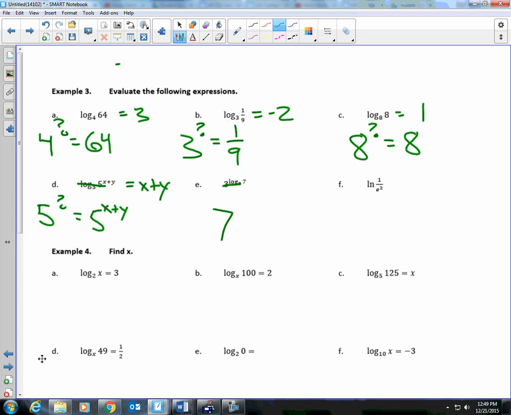Natural log of 1 over e squared. That means e to what power is 1 over e squared? Negative 2.